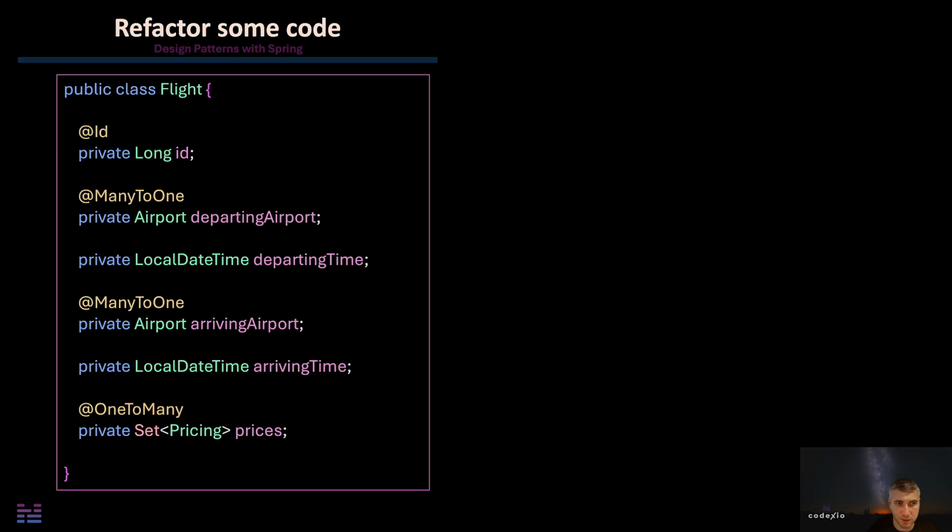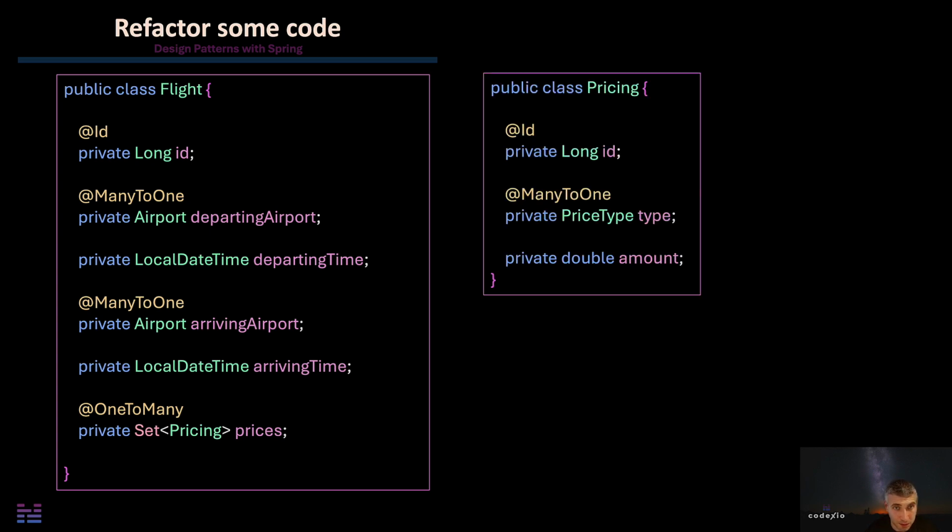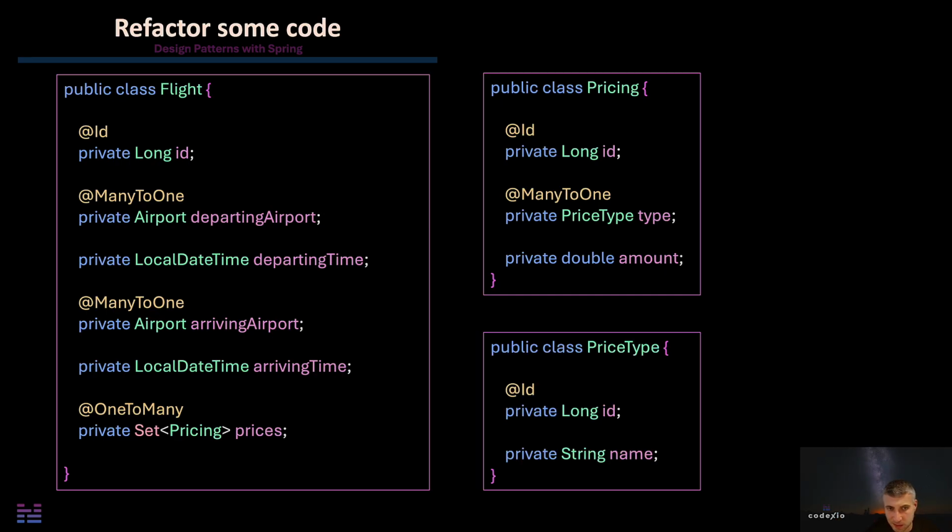So we have a flight, which has an airport and the time where it departs from. It also has an airport and a time where it arrives to. And it has some list or set of pricings, because maybe you're buying a business class, maybe you're buying with some other conditions. So all these conditions are stored in another table that says, okay, for this price type, the amount is this. And the price type can be any enumeration or a join table, where any row in the price type table says it's economy, business, or something else.